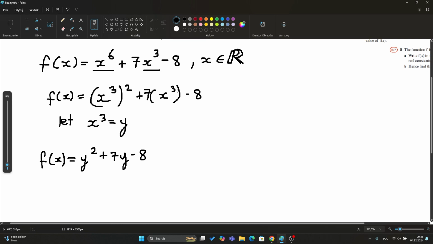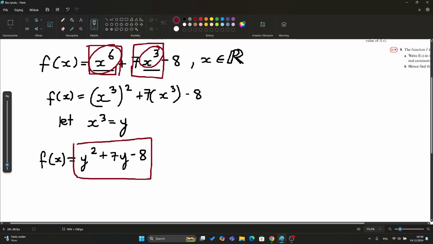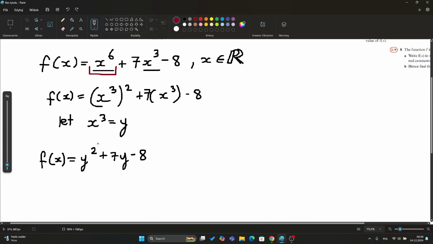So if you can see the relationship between those two, then you can use let x cubed, or another power, be equal to y to make sure that it's an easy form to factorize. Now I'm going to use the factorization method.